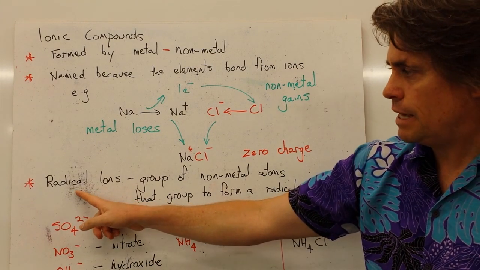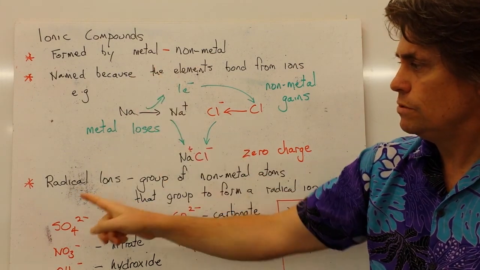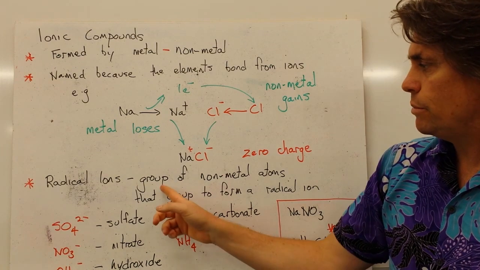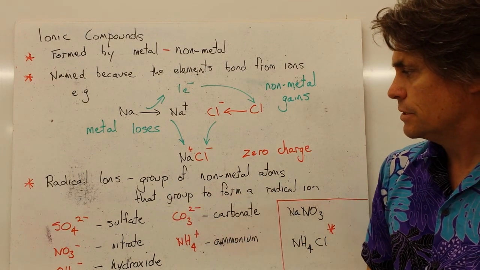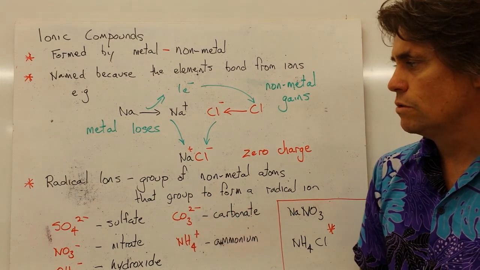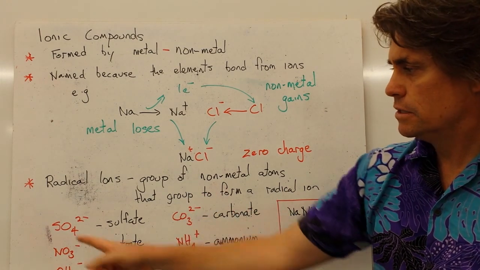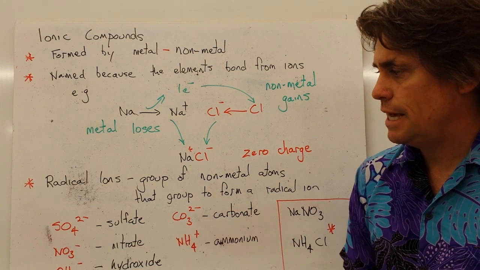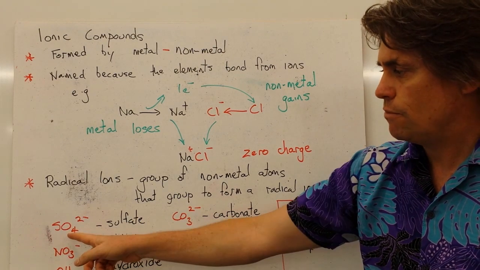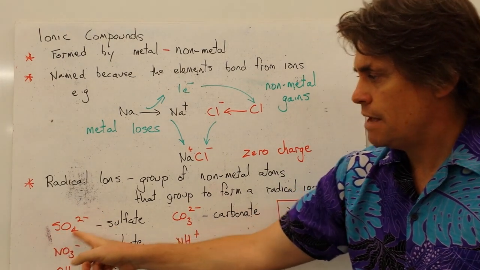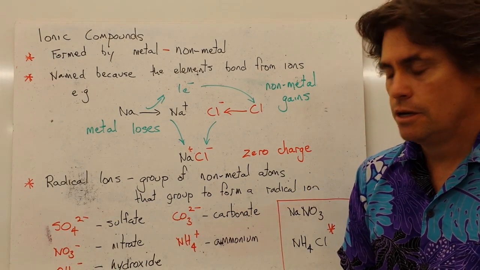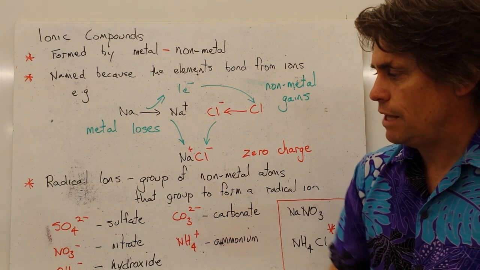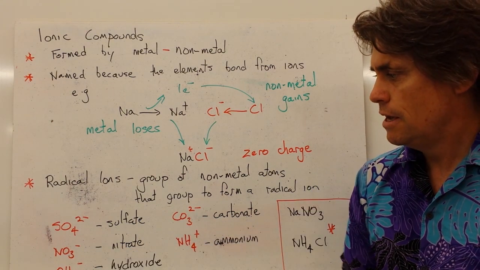Now to complicate matters, and it's an exception to this rule, we can actually form radical ions as well. This is where we've got a group of non-metal atoms that group together to form what's called a radical ion. So we've got sulfur and 4 oxygen atoms bond together in that radical, and overall they have a -2 charge. Nitrogen can bond with 3 oxygens, and overall it will have a -1 charge.